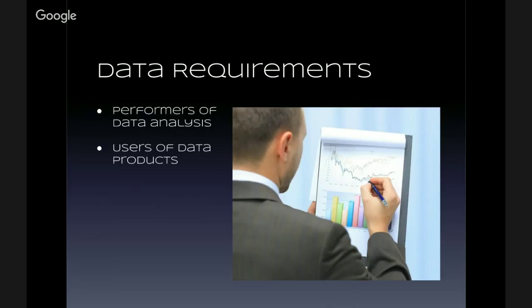Under data requirements, data must be specific to the needs of the person doing the analysis or the user of the final product of the analysis. There are two types of data that can be collected: quantitative data and qualitative data.